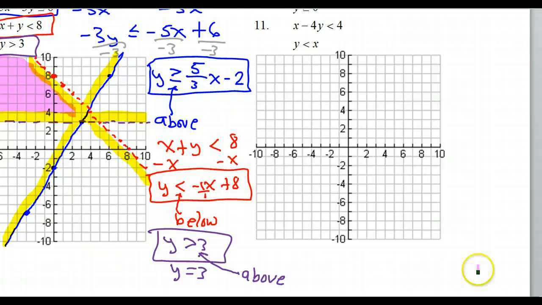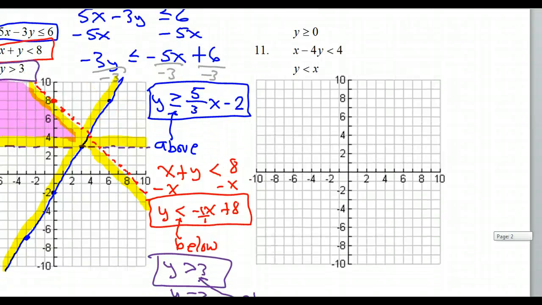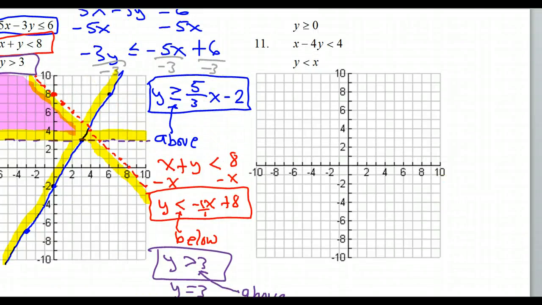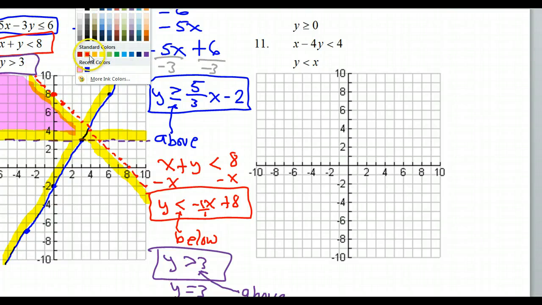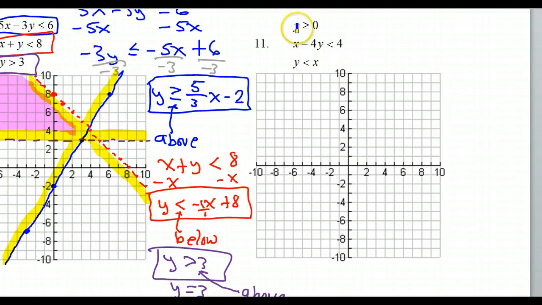Number 11. It's pretty much the same thing. Let me start over with my colors. Whoa, that is not a pen. Okay, fine. Y is greater than or equal to 0. In my mind, I'm picturing y equals 0. So y is greater than or equal to 0.